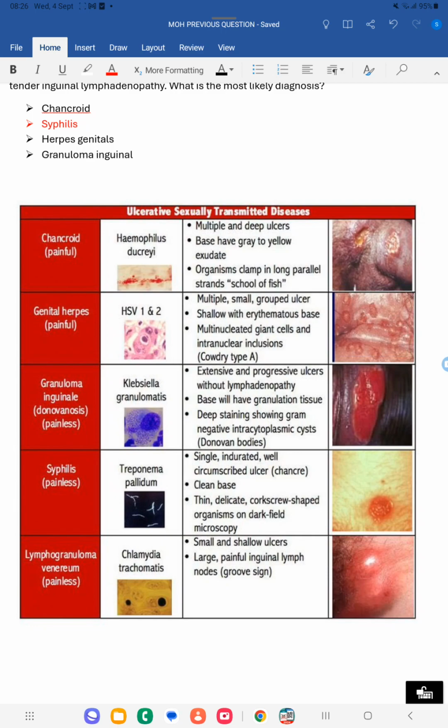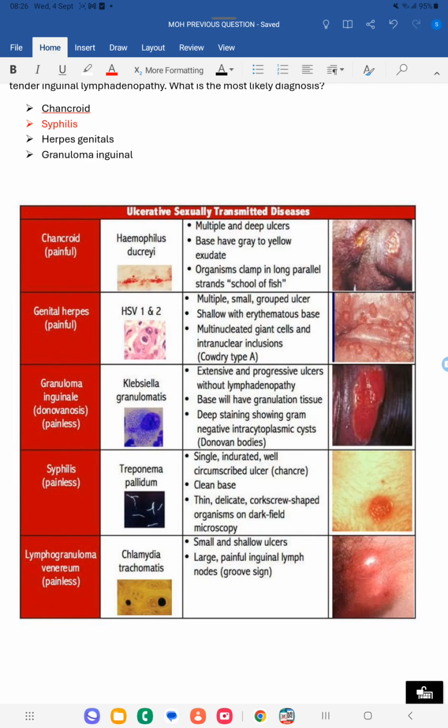and here also you are getting a painless ulcer. Okay, here you are getting a painless ulcer, but lymphadenopathy is not there. Because of that reason, granuloma inguinale will not come under the correct answer. Painless ulcer is there, but without lymphadenopathy in granuloma inguinale.